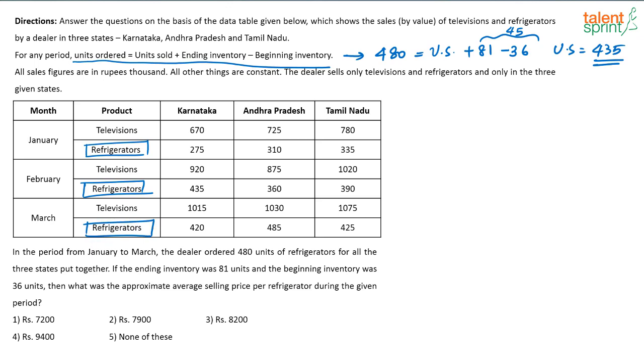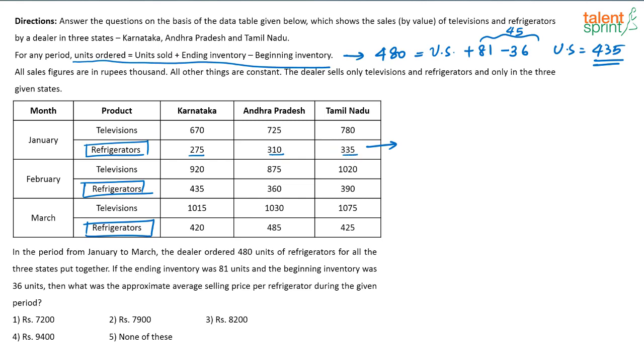You know how many refrigerators have been sold. So the total sales divided by the number of units sold will give you the selling price per refrigerator. That is what you have to find out. Right? So what is the total sales of refrigerators in January? It is nothing but 275 plus 310 plus 335.